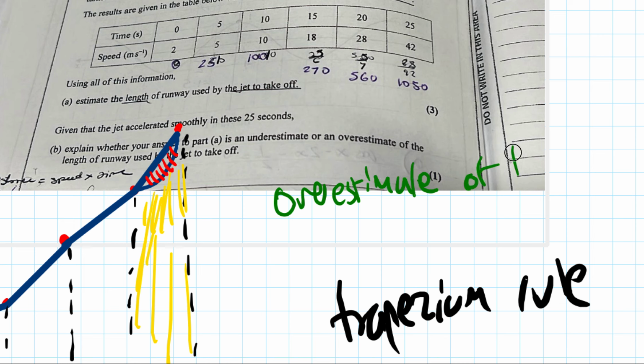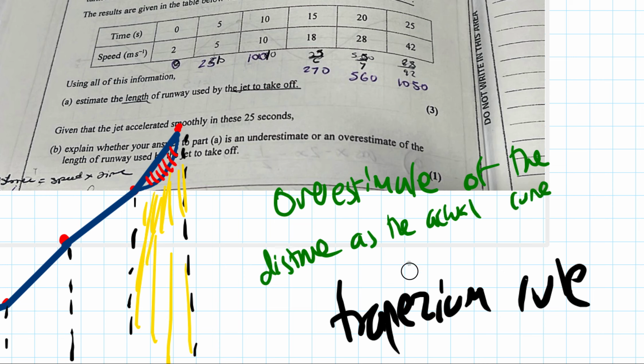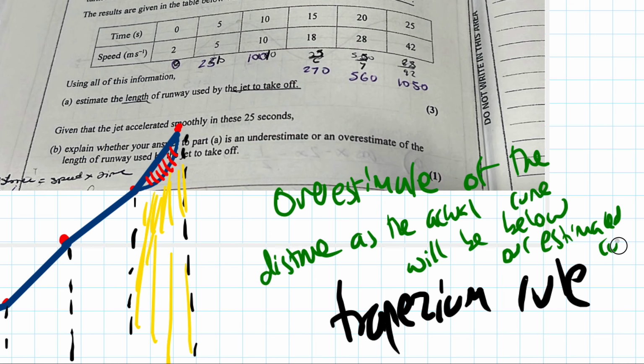So this is an overestimate of the distance, as the actual curve will be below our estimated curve, and therefore the area will be reduced.